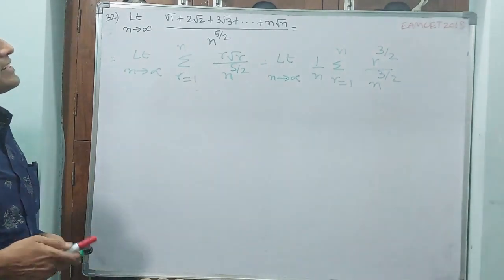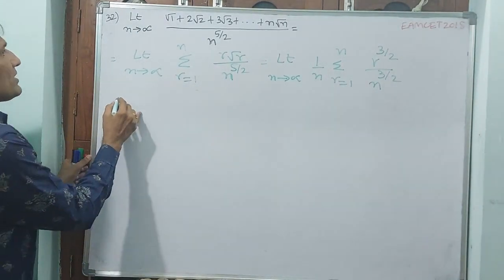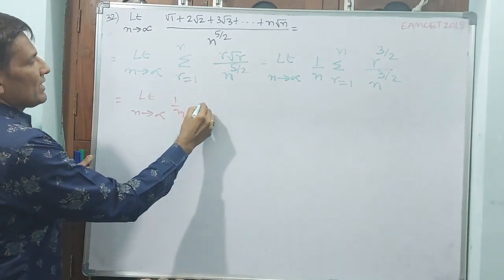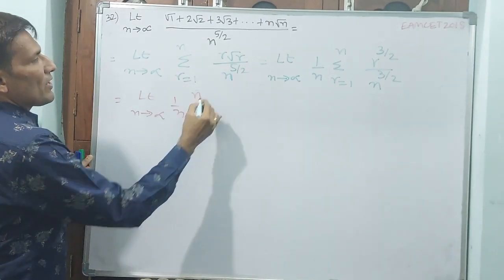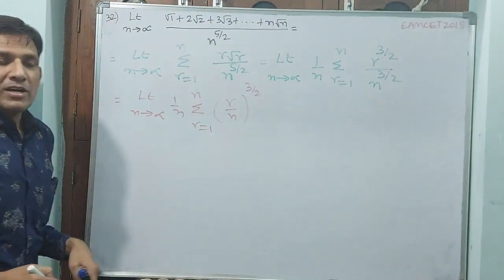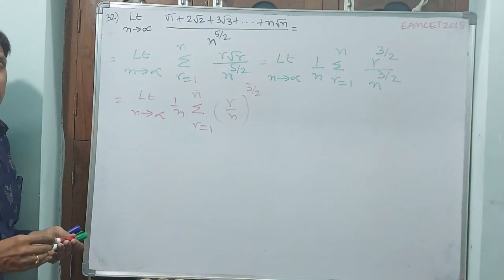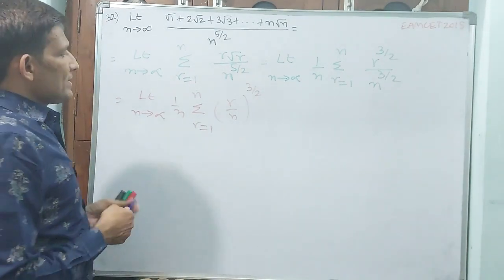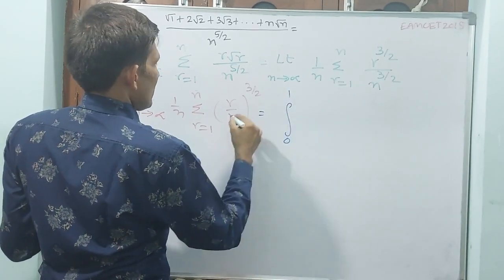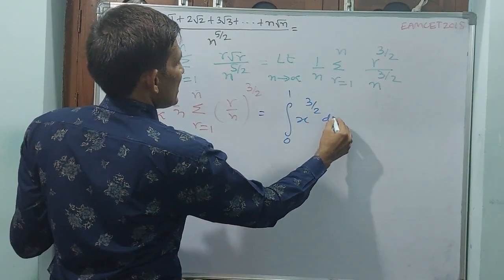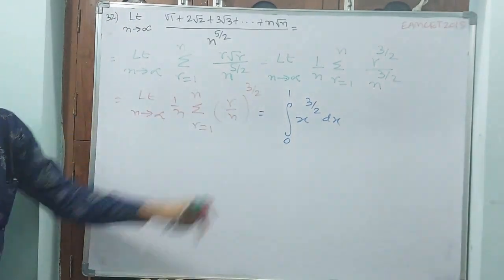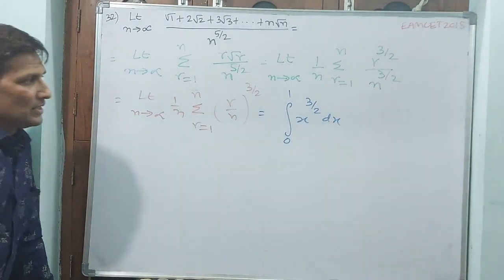Shall I write this like this? That is equal to limit n tends to infinity 1 by n sigma r equal to 1 to n, r by n whole to the power of 3 by 2. Now r by n form has come. R by n means you can replace with x for integral. This is equal to integral 0 to 1 x to the power of 3 by 2 dx. Because this is all going to make integral 0 to 1. This we know, in the last question also I have shown.